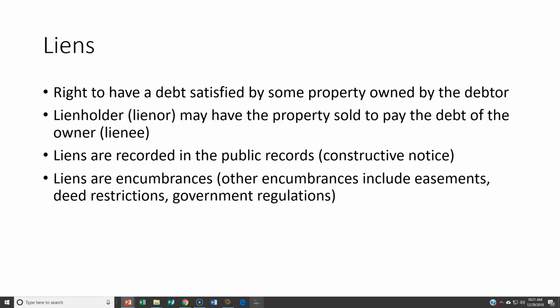Liens are called encumbrances. In other words, they're sort of restrictions, because we don't necessarily want to have a lien on our property. It makes it harder to sell, or impossible, until it's paid off. Other encumbrances include easements, deed restrictions, and government regulations.